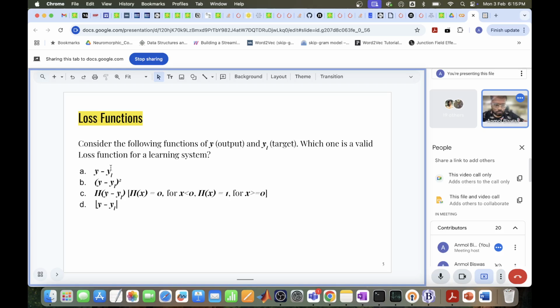So the first function is just y minus yl. Next is y minus yl, whole squared? So yl is the label and y is the output, right? And then option B is y minus yl squared.